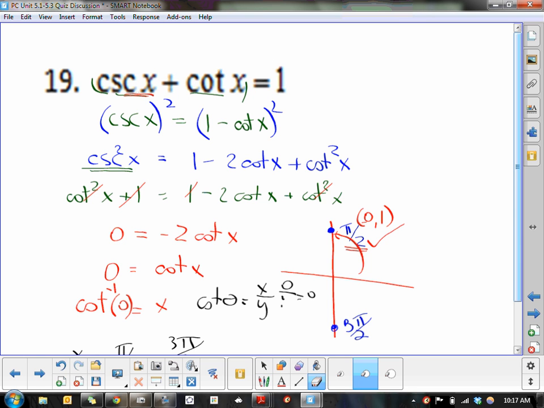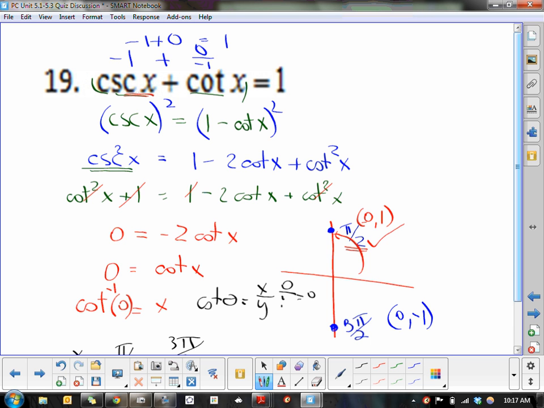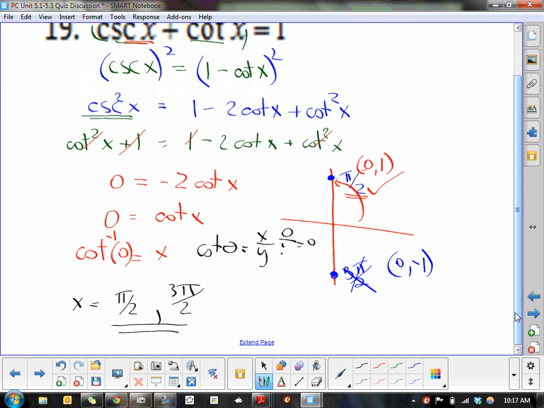I also have to check the other solution, which was 3 pi halves. So I'm going to put in 3 pi halves for the cosecant. So this ordered pair is 0, negative 1. So I need to put in a negative 1 for the cosecant of x, because cosecant harvests y's. Then I need to do the cotangent of 3 pi halves. So again, that's going to be 0 over a negative 1, so then I'm looking at negative 1 plus 0. Is it equal to a 1? No, it's not. So I disregard that solution and take it out of my solution set. So in the end, I want to throw out the 3 pi halves, and my only solution in my solution set is pi halves.